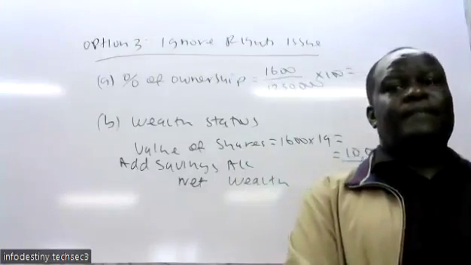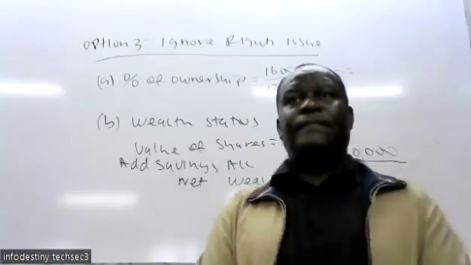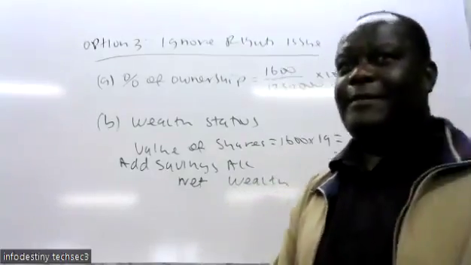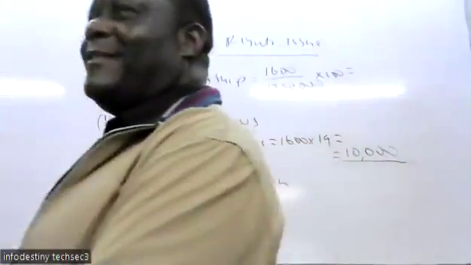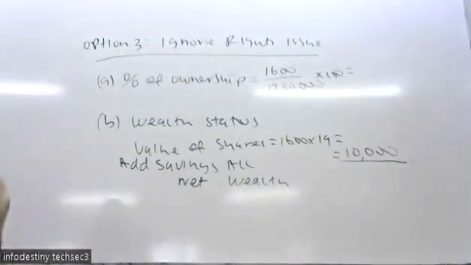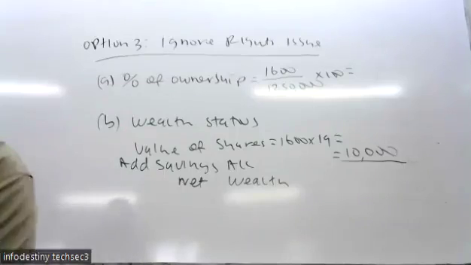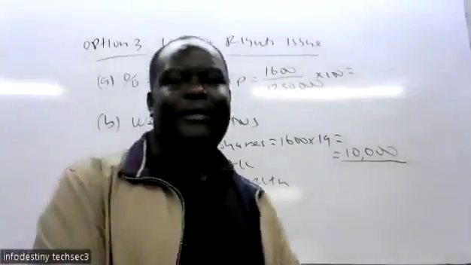Market price per share is ex-dividend. It's not dividend, it's ex-dividend. Ex-dividend means it has not included the dividend. Come dividend, you subtract the dividend. There's a place where we will be discussing this in detail.